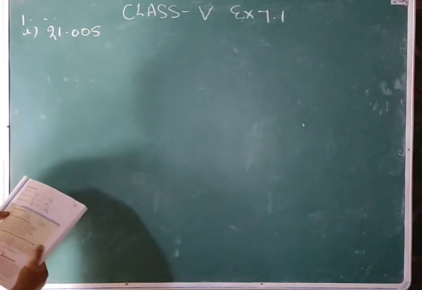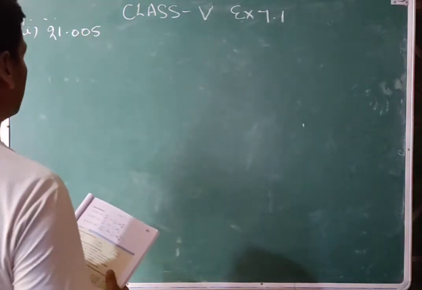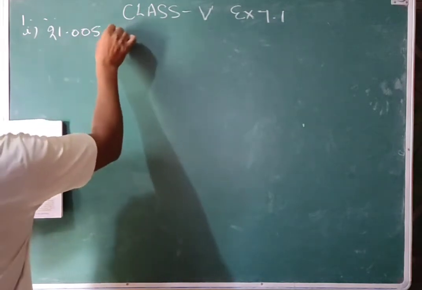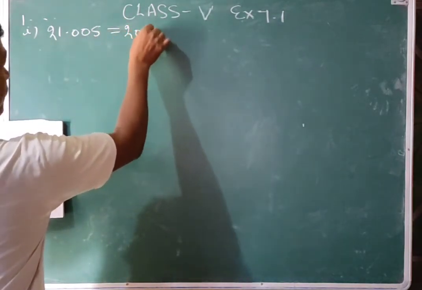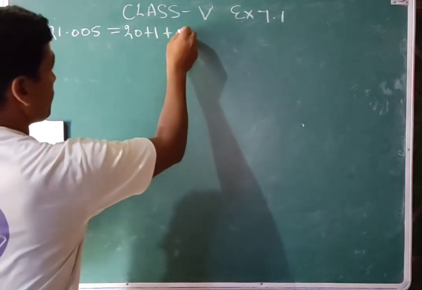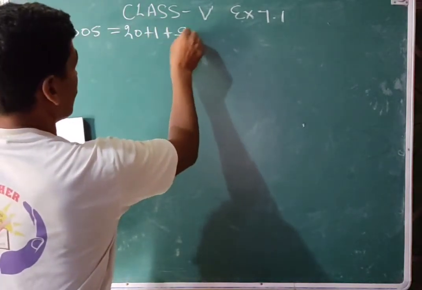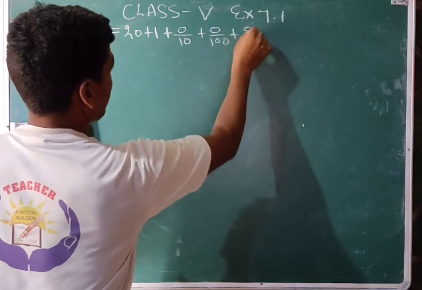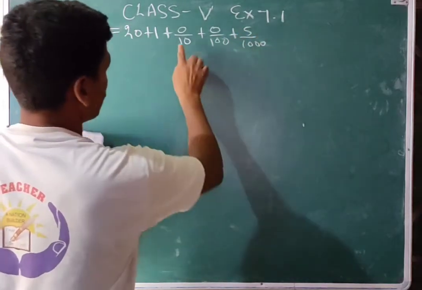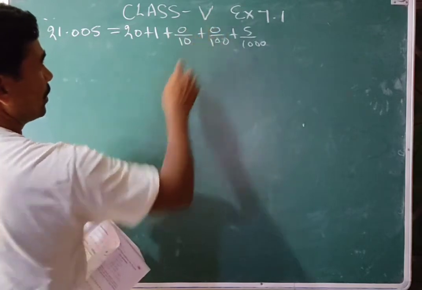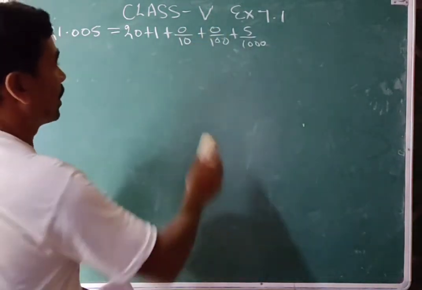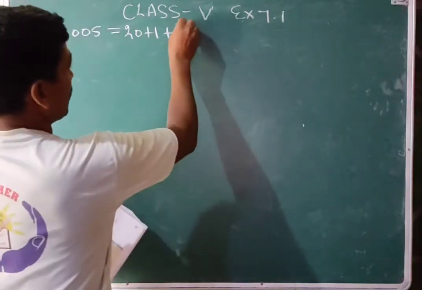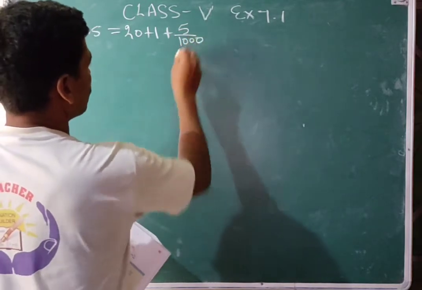21.005. So how will you write it in expanded form? That is very easy. No problem will be here. That will be equal to 20 plus 1 plus 0 upon 10 plus 0 upon 100 plus 5 upon 1000. So zeros are coming here, and there is no need to write those. Or you can write directly 5 upon 1000. No problem will be there.